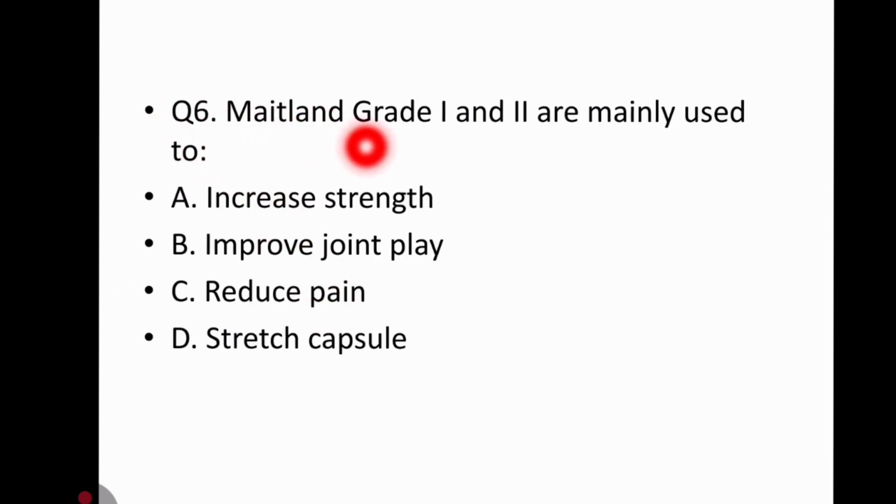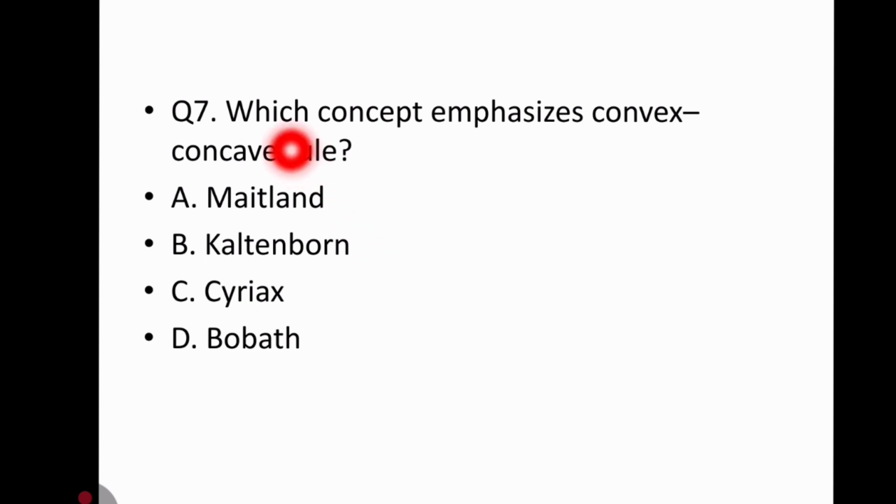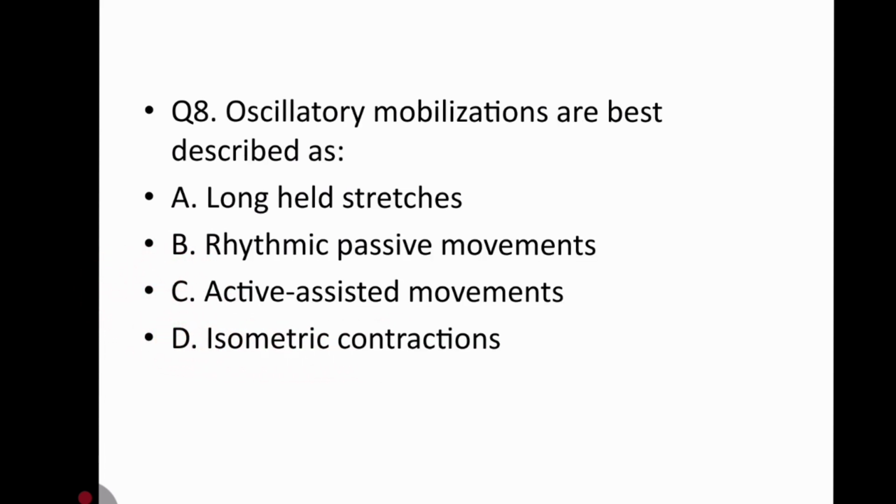Question number 6. Maitland grade 1 and 2 are mainly used to increase strength, improve joint play, reduce pain, or stretch capsule. Question number 7. Which concept emphasizes convex concave rule? A. Maitland, B. Kaltenborn, C. Cyriax, and D. Bobath. Question number 8. Oscillatory mobilizations are best described as A. Long held stretches, B. Rhythmic passive movements, C. Active passive movements, D. Isometric contractions.